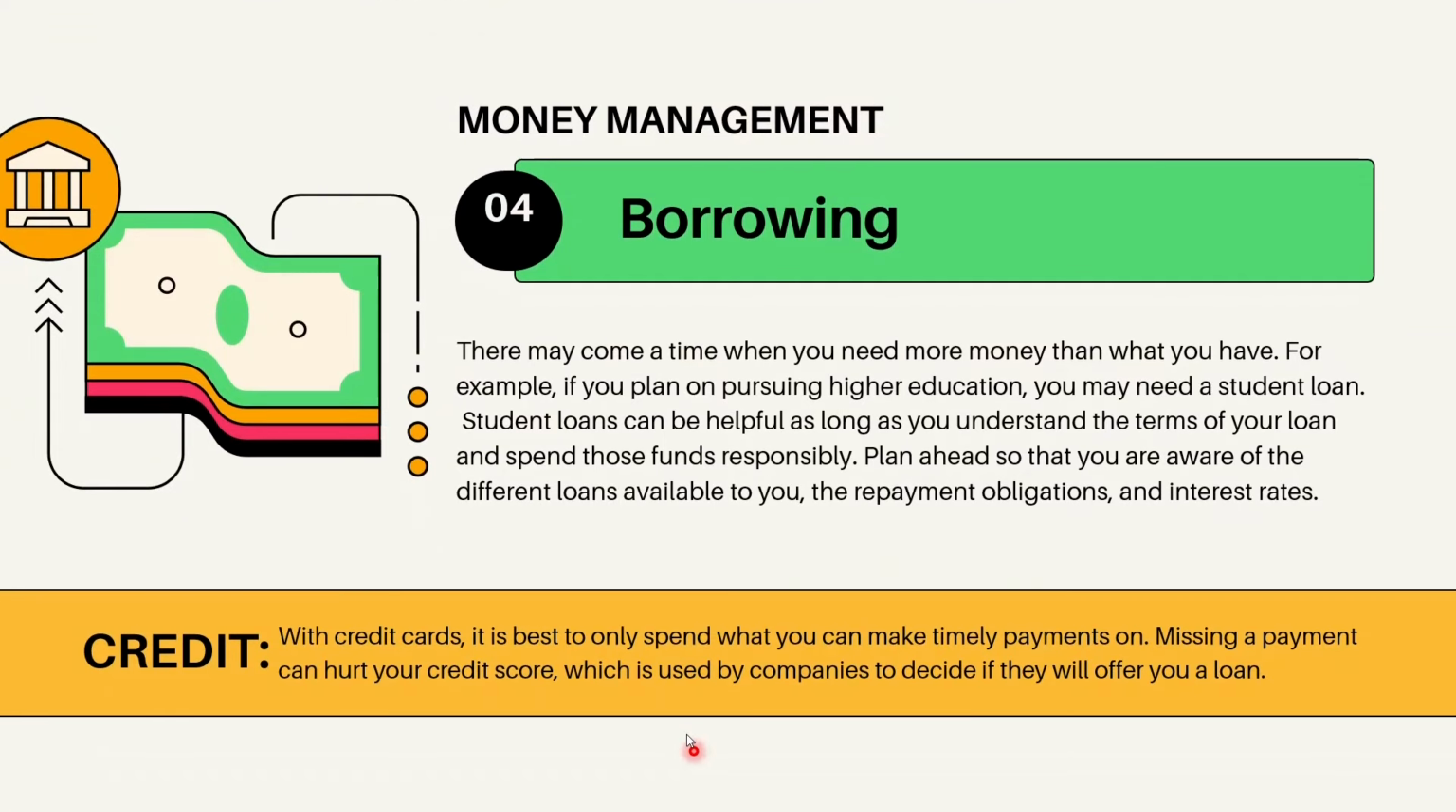Number four, borrowing. For smart money tactics, there will be many times when you need more money than what you have. For example, if you are pursuing higher education, you may need a student loan. And a student loan can help as long as you understand the terms of your loan. So you must be very proactive. If you are getting a loan, you must understand all the terms and conditions wisely. How much time, what exactly is the interest rate you are supposed to pay.